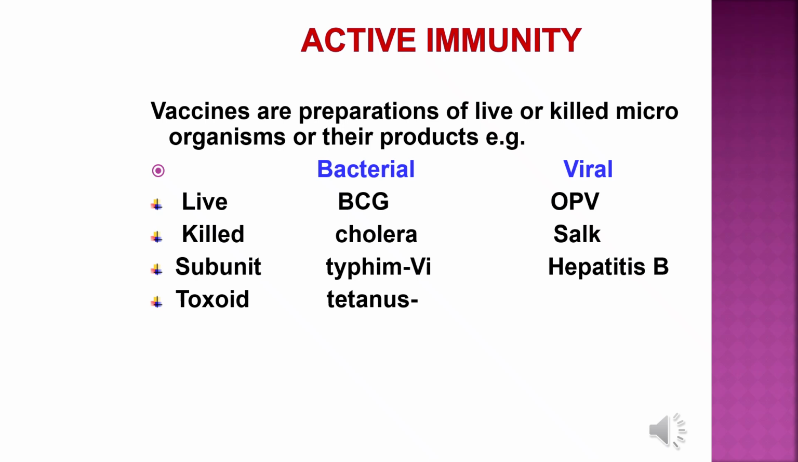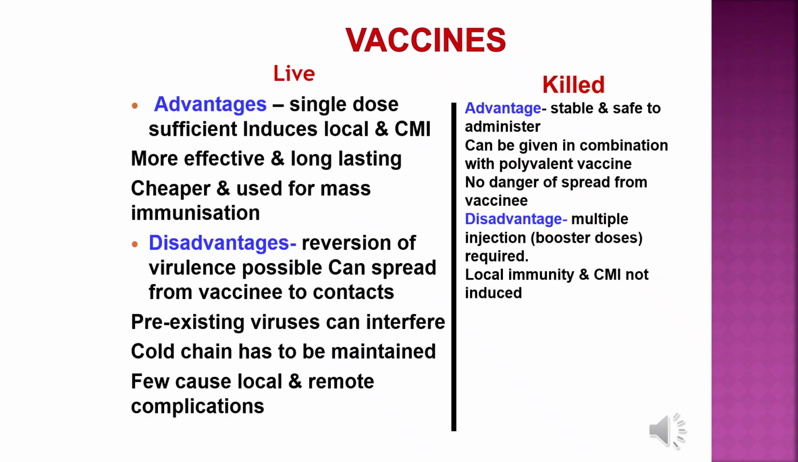For live vaccine, an example of bacterial is BCG and viral is OPV. For killed vaccine, an example in bacterial is cholera, and in viral it is Salk, that is for polio. Then subunit vaccine, it is Typhi Vi in bacterial, and hepatitis B in viral. Then toxoid, it can be tetanus in bacterial. Now we'll see a few differences between live and killed vaccines. Live vaccine advantages: a single dose is sufficient, and it induces local and cell-mediated immunity. It is more effective and long-lasting, cheaper, and used for mass immunization.